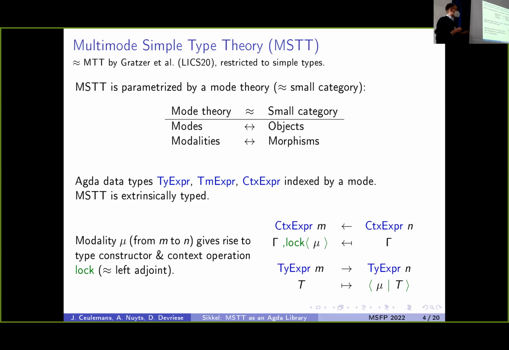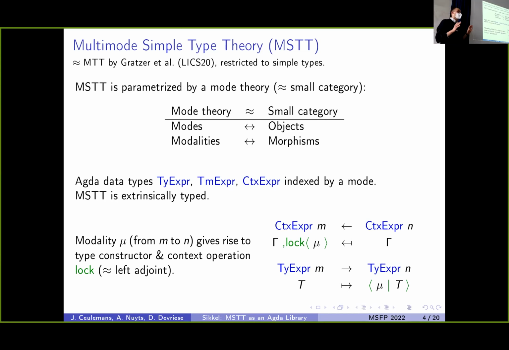Furthermore, for every modality mu in our mode theory that goes from mode M to mode N, we get a new primitive type constructor that transforms a type T at mode M to a type mu T at mode N. In the opposite direction, we also get a primitive operation on contexts that transforms a context gamma at mode N to a context gamma lock mu at mode M. You can think of this lock operation as kind of a left adjoint to this type constructor. So you can go back and forth between terms of type mu T in context gamma and terms of type T in context gamma lock mu.